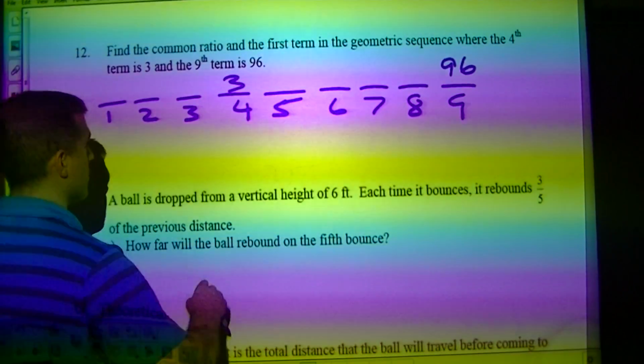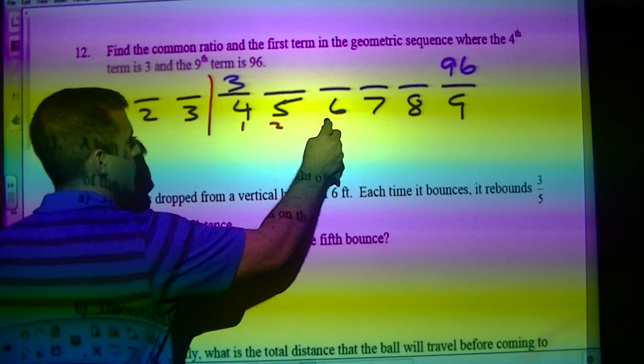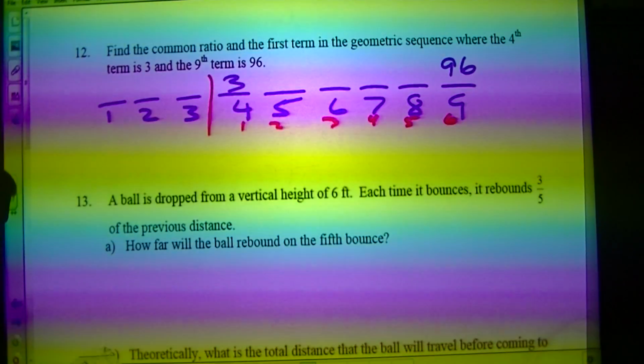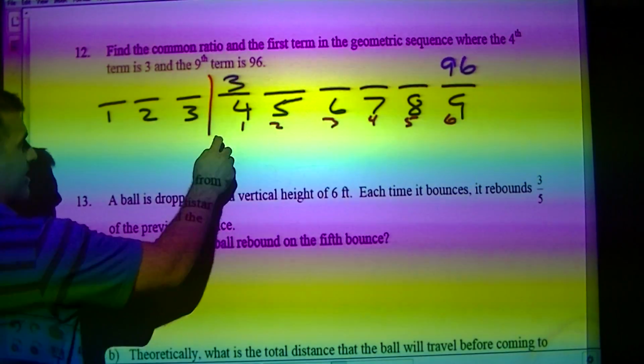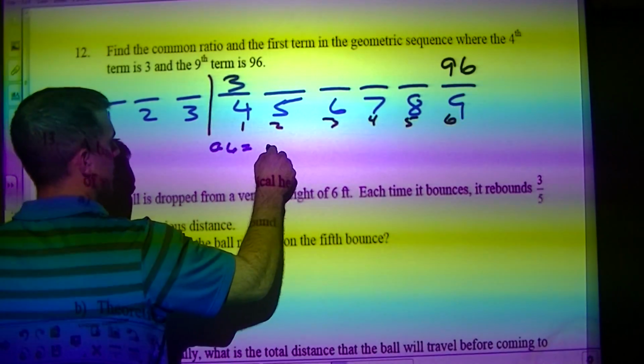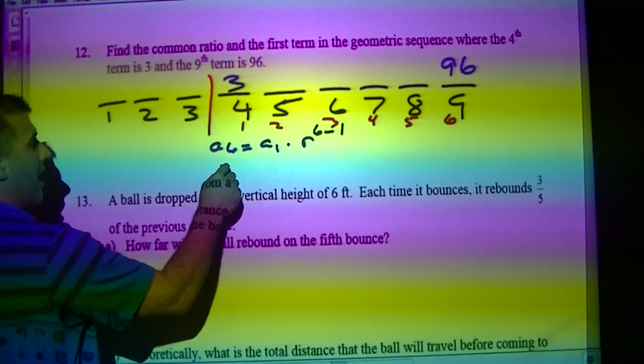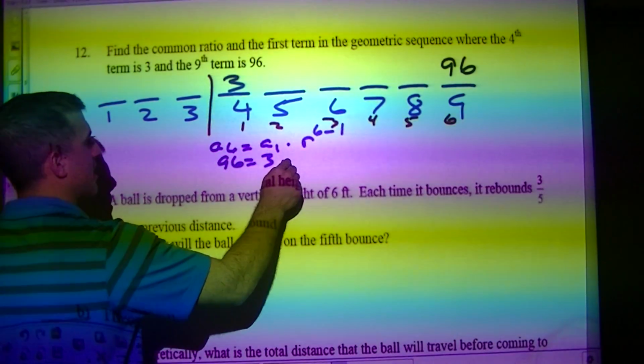Now, because this is geometric, I'm going to do the same thing I did in the similar one. I'm going to pretend like 1, 2, 3, 4, 5, and 6. Okay? So what I got there is A6 equals A1 times r to the 6 minus 1. I know the sixth term, 96, I know that term.